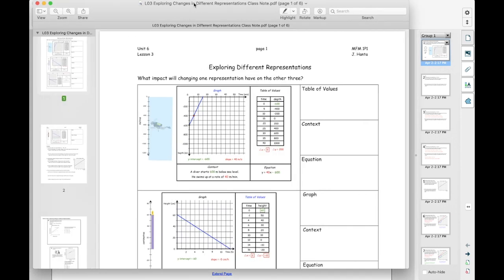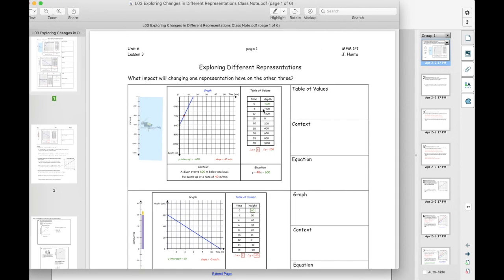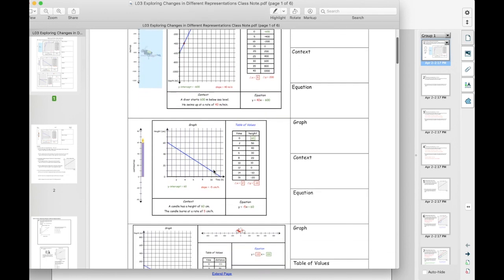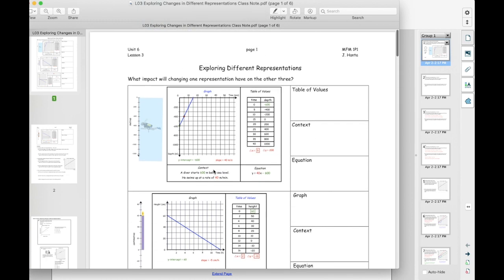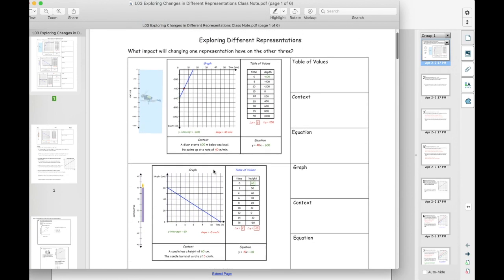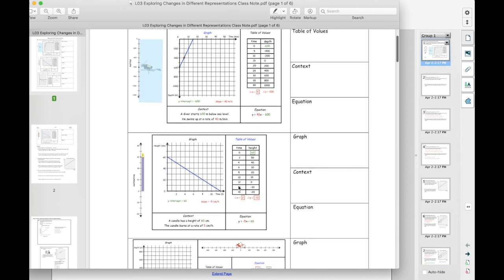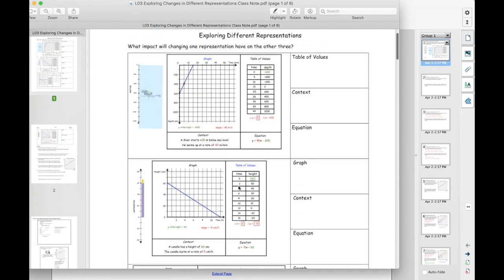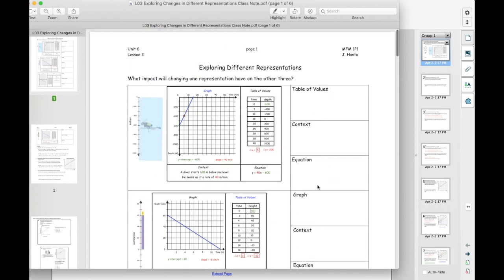Your class note is going to look like this, and notice that we have a place for you to record notes for each different thing that we're going to be looking at. So we're going to be looking at the diver, then we're moving to a candle, then a bike, and we're going to end in a battery. So you can write your notes or your thoughts off to the side.